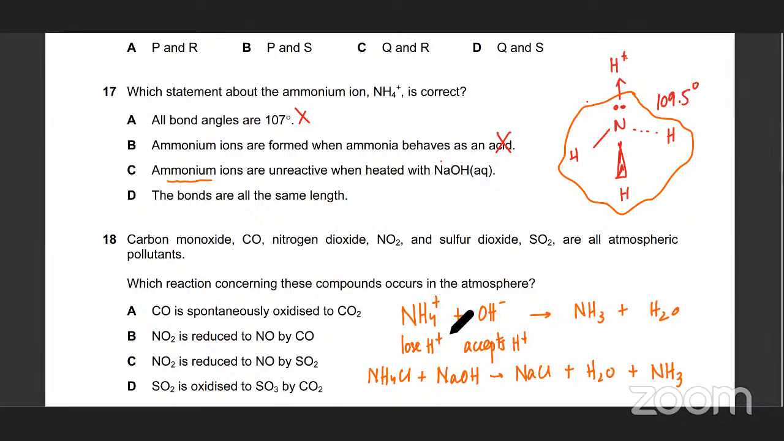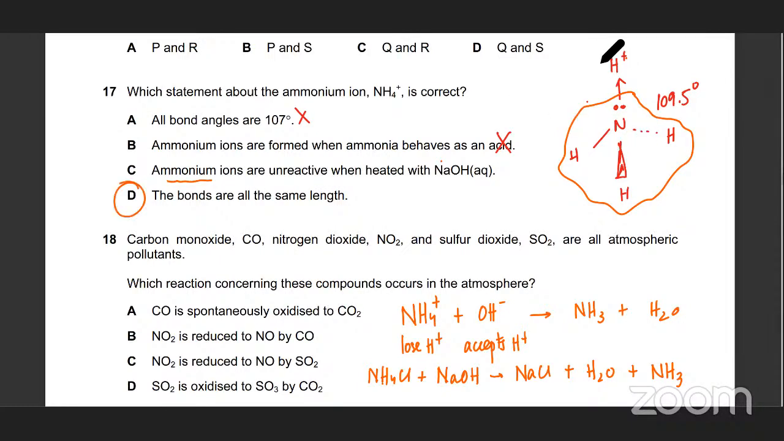It's used as a test for ammonium ions. The test for ammonium ions is that you add a base, warm it with a base, and ammonia gas is produced which turns damp red litmus paper blue. The last one is the one that's correct.